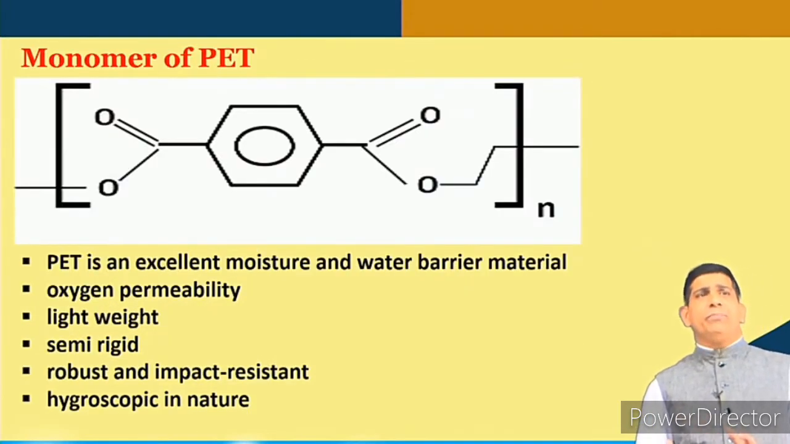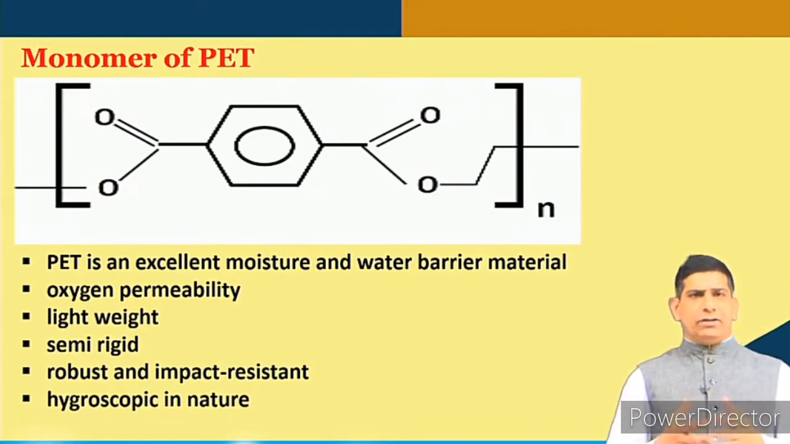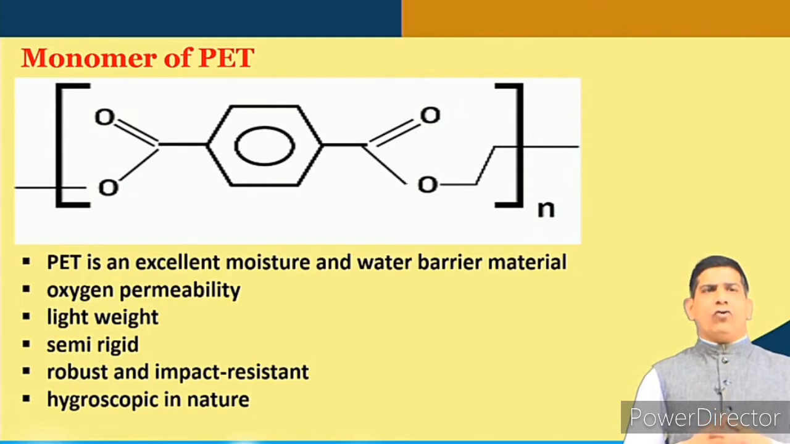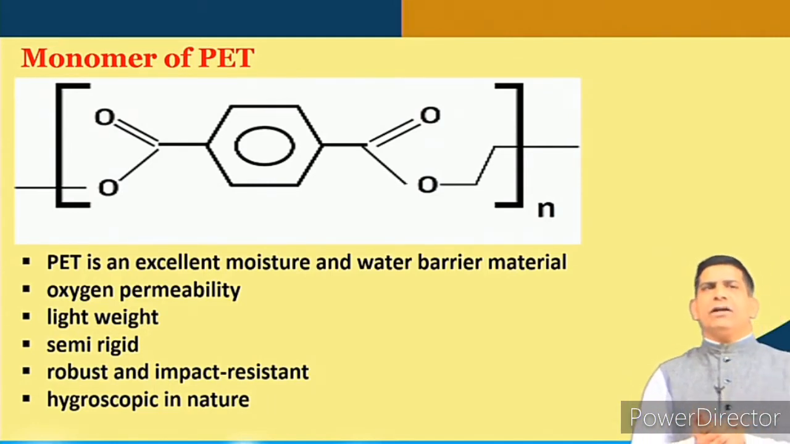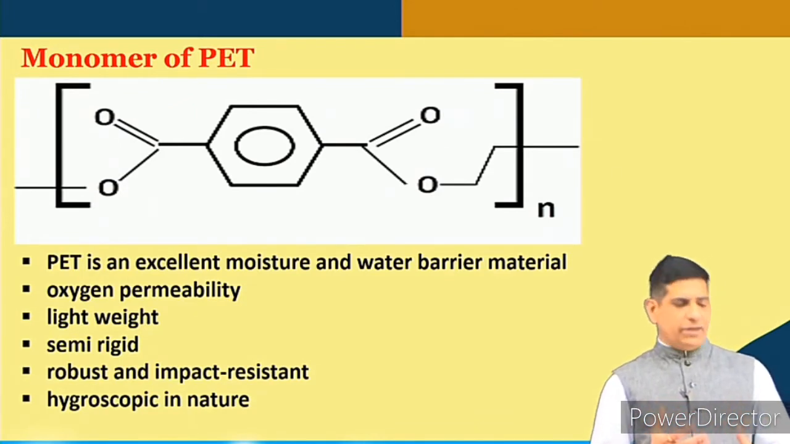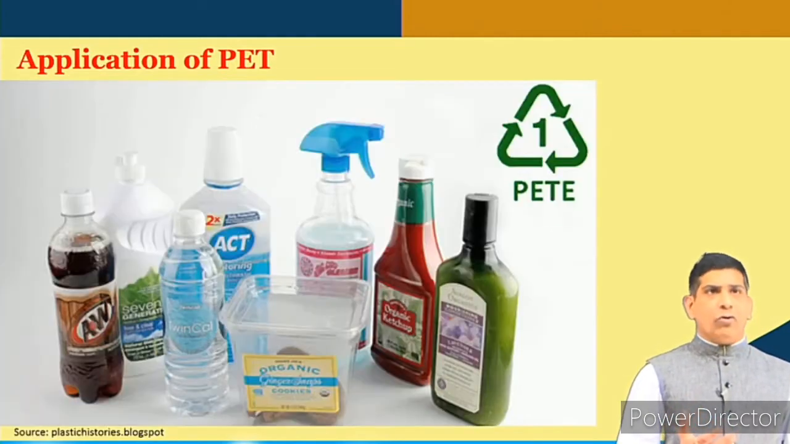So this is the monomer of PET. PET is an excellent moisture and water barrier material. Its oxygen permeability is very low. It's lightweight, semi-rigid, robust and impact resistant, and it's hygroscopic in nature. That helps in its usage in the different kinds of applications where it is used. So this essentially gives you the monomer of PET.